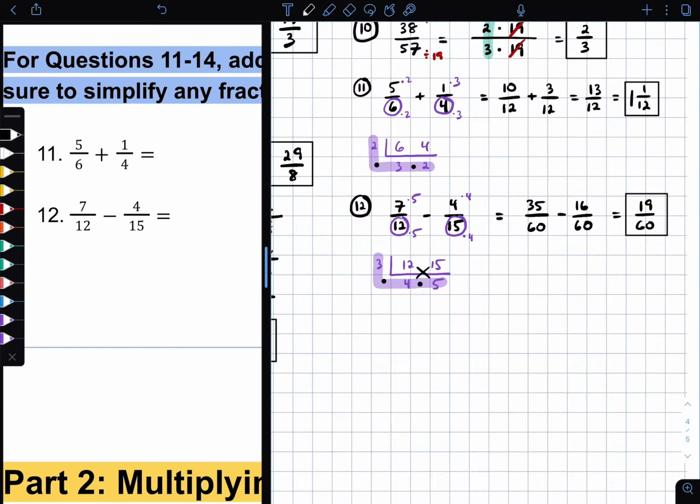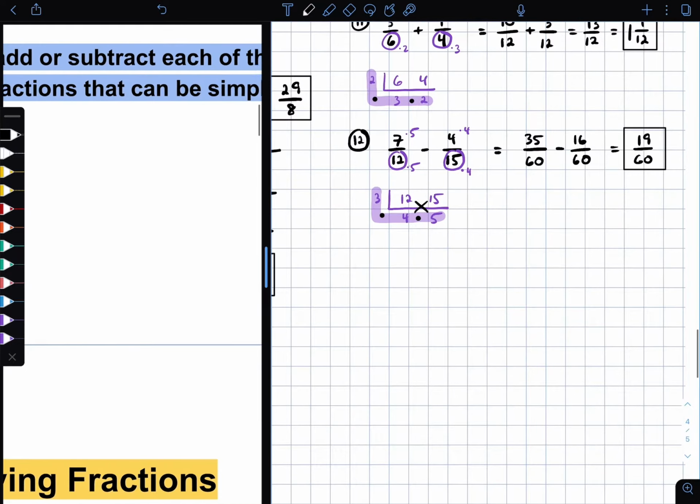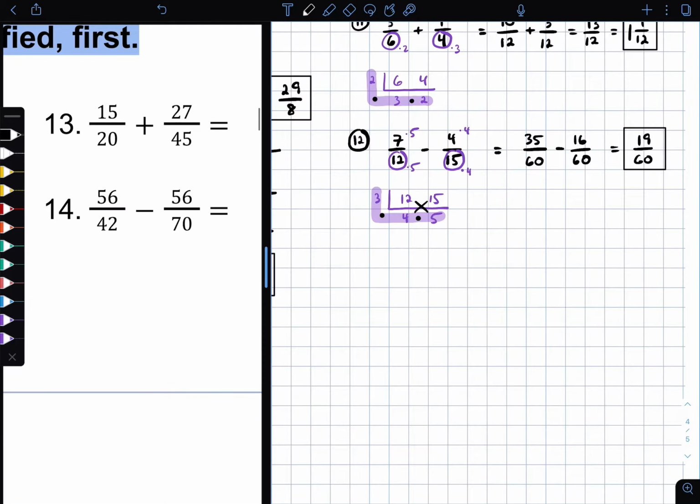Okay. Again, we do need to get common denominators first, and we should always be using the least common denominator when dealing with adding and subtracting fractions. Okay. For 11 and 12, we did have to get common denominators, but you're going to notice something a little bit more interesting about 13 and 14 that you want to pay attention to, to save yourself some trouble.